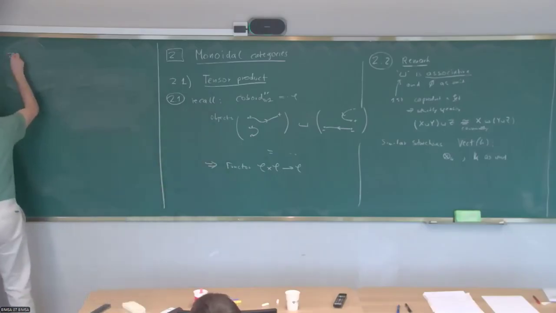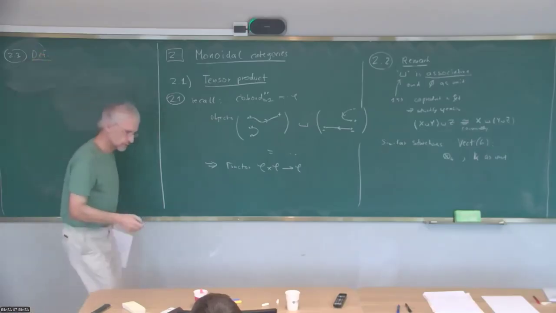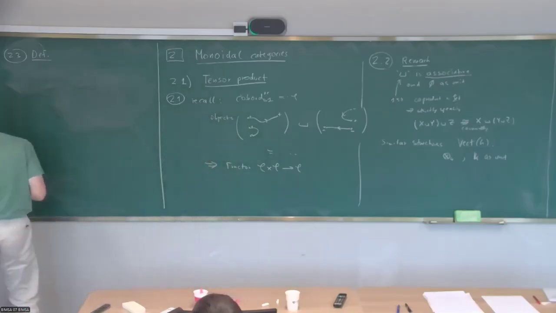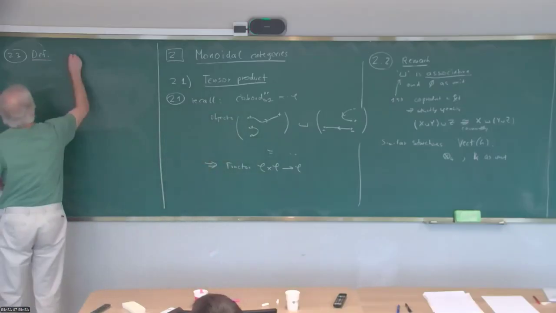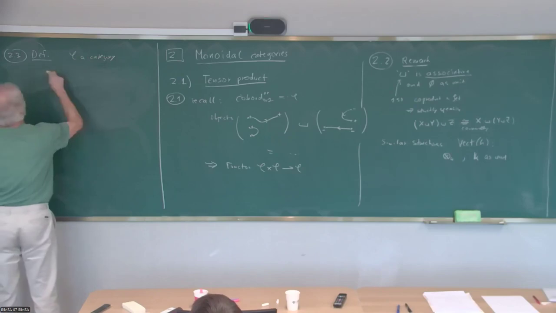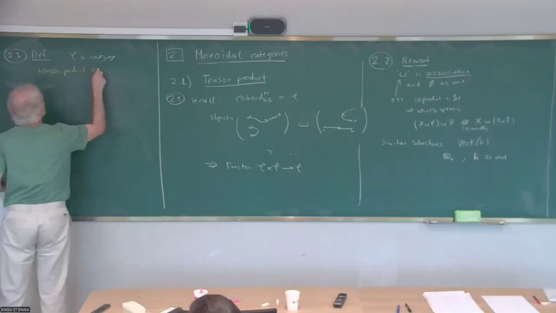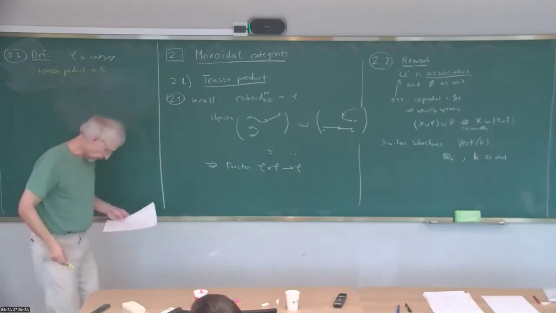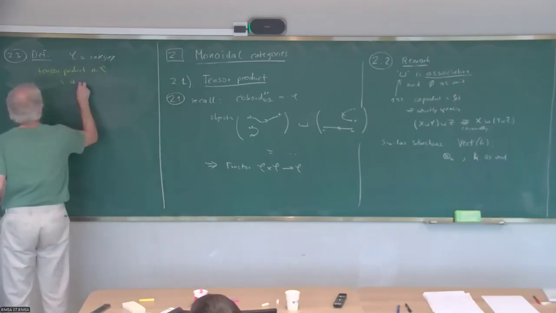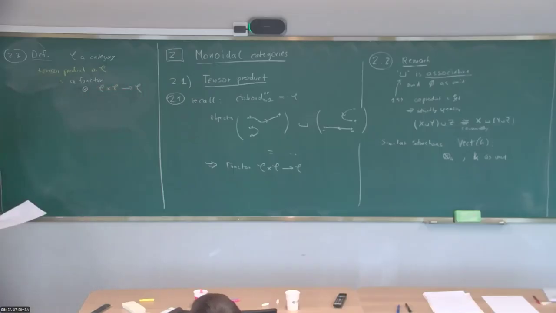We need some more details for that. So we define the notion of a tensor product. So C is a category, and then we say a tensor product on C is a functor, which we denote by this tensor product symbol, from C cross C to C. And that's it, if you just say tensor product.